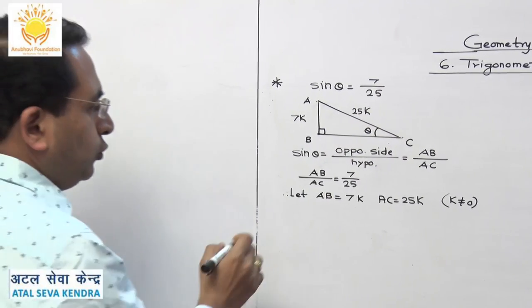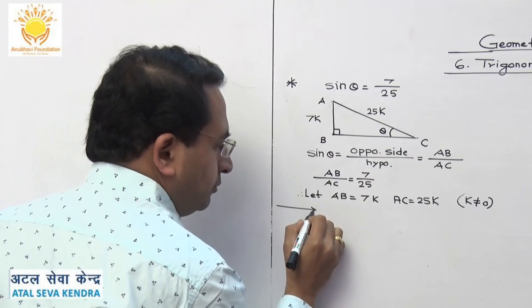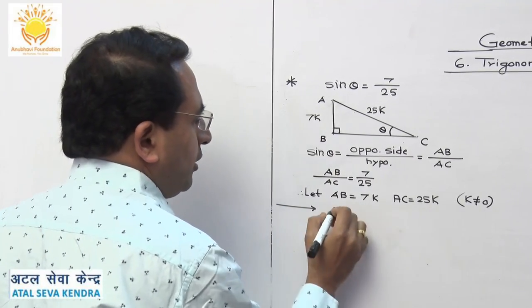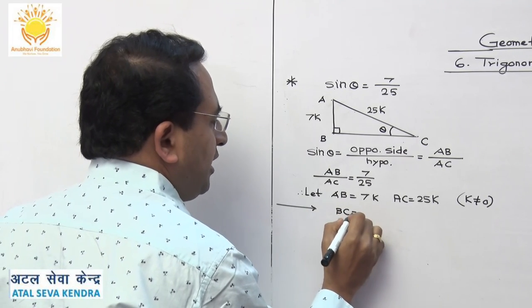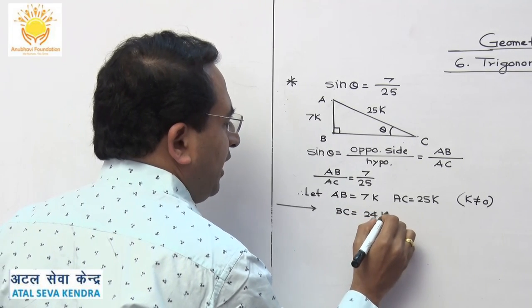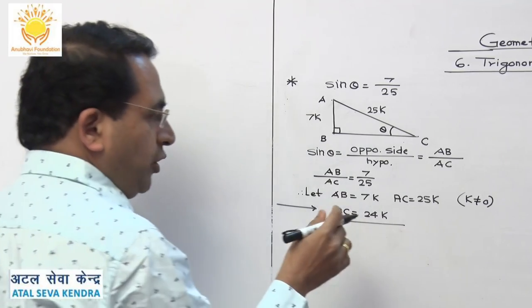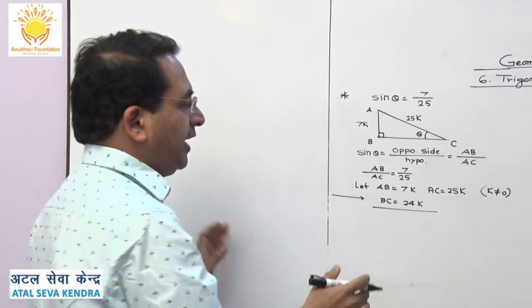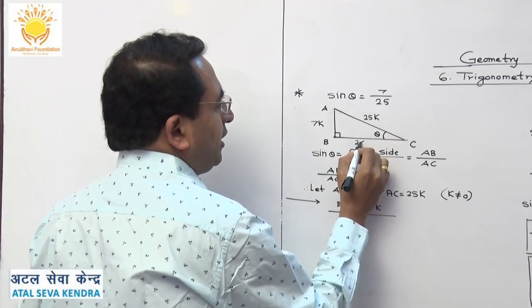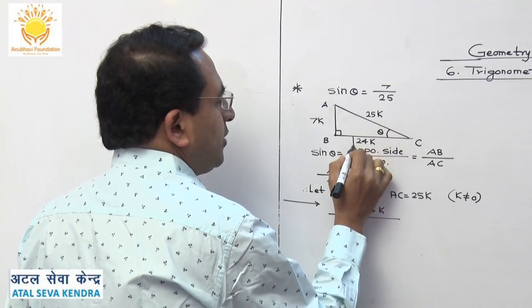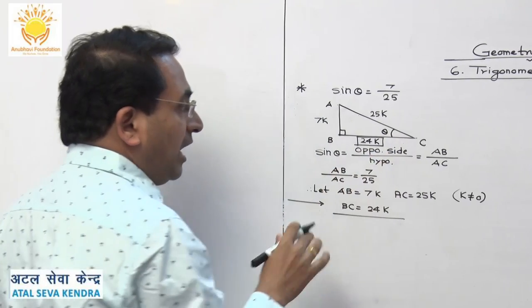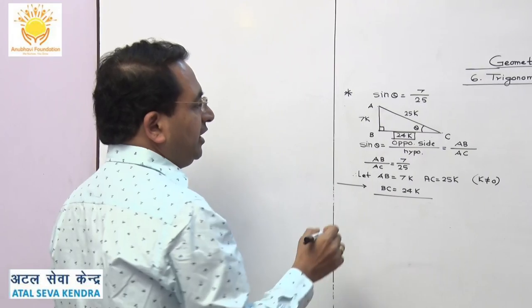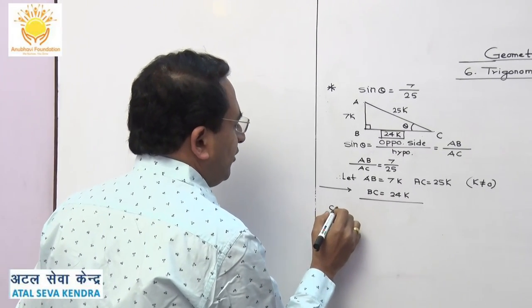Now what I have to do, which I am not writing here, you have to solve this further. You have to use Pythagoras theorem to find BC. BC is 24k, you will get. Now when you calculate something and you are putting that value in the diagram, it is to be written in the box, that is 24k. And after that you have to start writing something related with the remaining trigonometric functions.